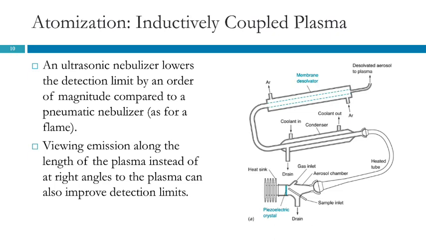Another way to improve the detection limit is to view emission along the length of the plasma instead of across. And that can happen with the flame as well. If you look down the length of the flame, you're going to get more signal than if you look across the flame at a right angle. Any questions? We don't have one of these, but they exist.